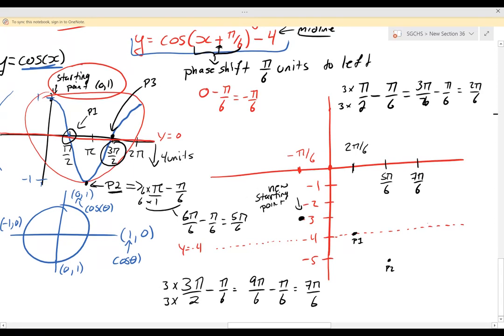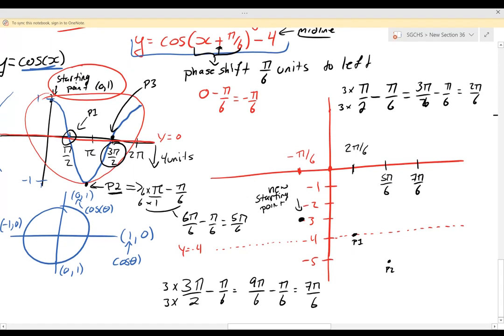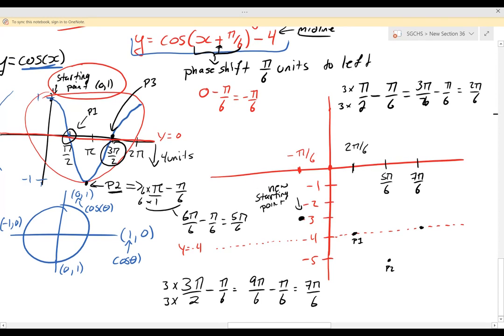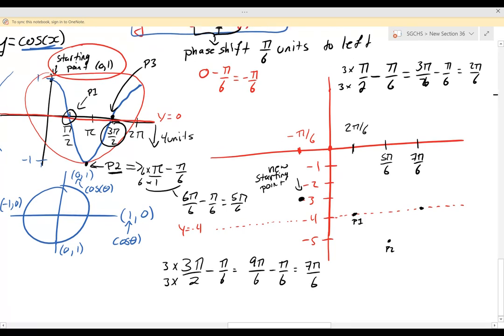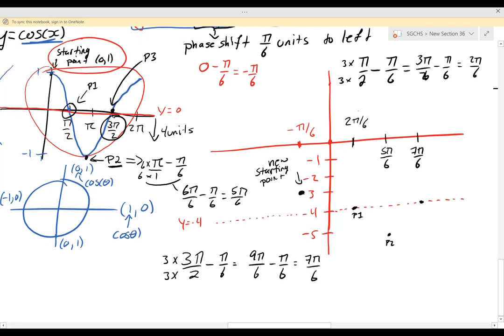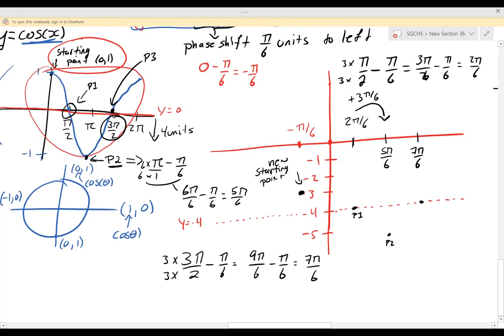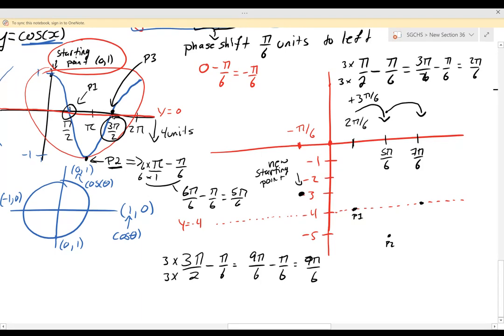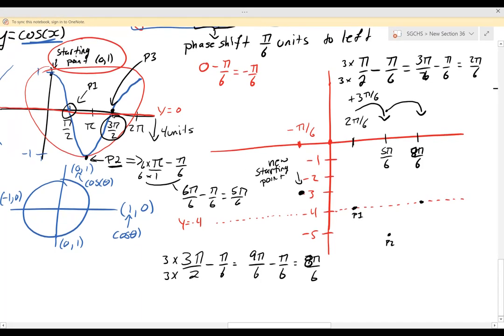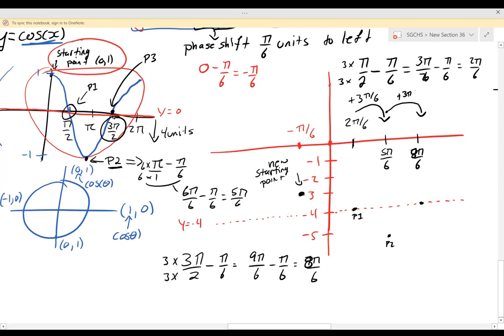Now the really nice part about doing this is you're going to notice a pattern occurring. Okay, our pattern is that we're going up by 3 pi over 6 increments. Okay, so recognize to get here, we've added 3 pi over 6. To get from this section to our unit here, oh, I messed up here. This should be 8 pi over 6. Sorry, 9 minus 1 is 8. So this is adding 3 pi over 6 again.